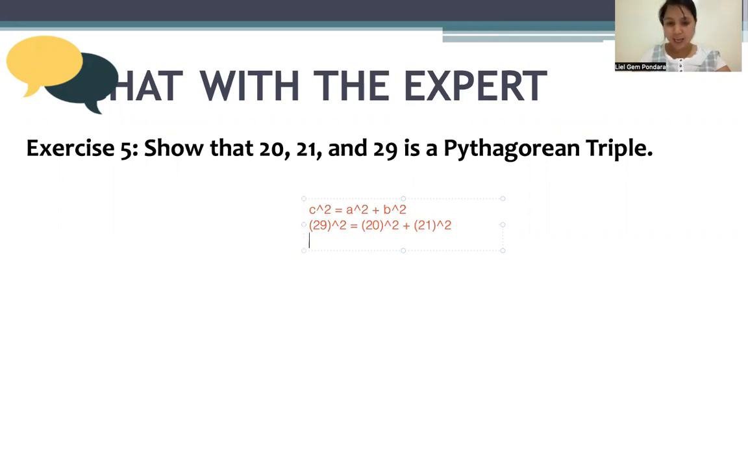29 squared is 841. 20 squared is 400. 21 squared is 441. Therefore, adding on the right side, we have 841. So the left side and the right side are equal. Thus, 20, 21, and 29 is a Pythagorean triple. Any questions?